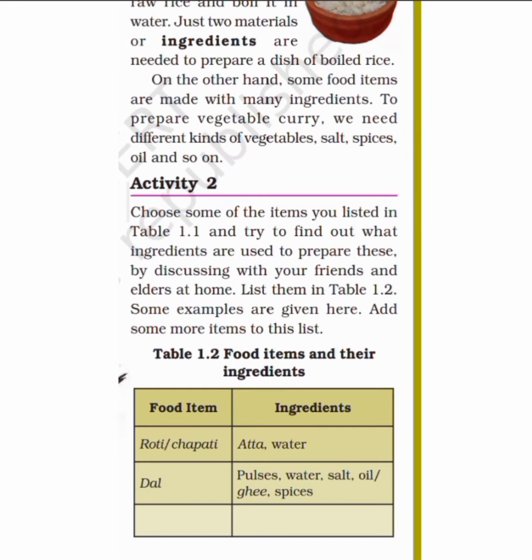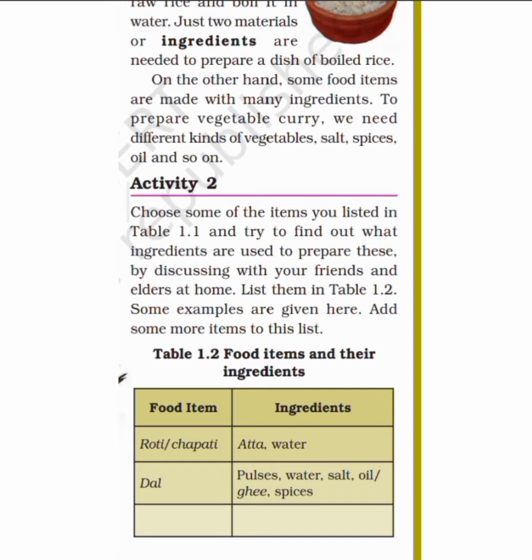Activity 2. Choose some of the items you listed in table 1.1 and try to find out what ingredients are used to prepare these by discussing with your friends and elders at home. List them in table 1.2. Some examples are given here. Add some more items to this list. So this is table 1.2, food items and their ingredients.